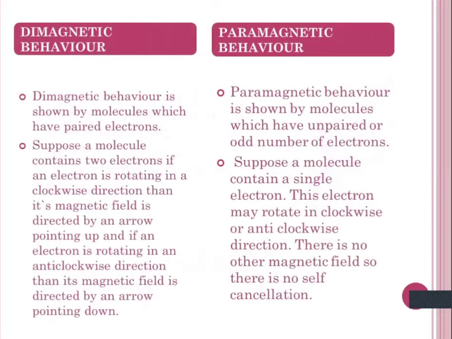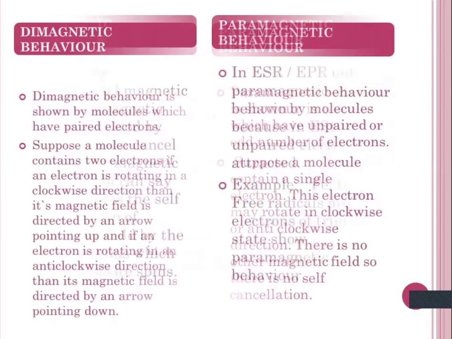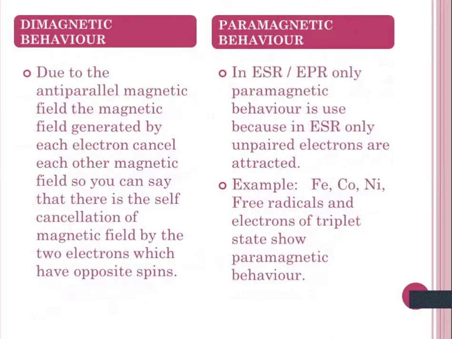Diamagnetic behavior is shown by molecules which have paired electrons. Suppose a molecule contains two electrons. If an electron is rotating in a clockwise direction, then its magnetic field is directed by an arrow pointing up. And if an electron is rotating in an anticlockwise direction, then its magnetic field is directed by an arrow pointing down. Due to the antiparallel magnetic fields, the magnetic field generated by each electron cancels the other. So you can say that there is self-cancellation of magnetic field by the electrons which have opposite spins.